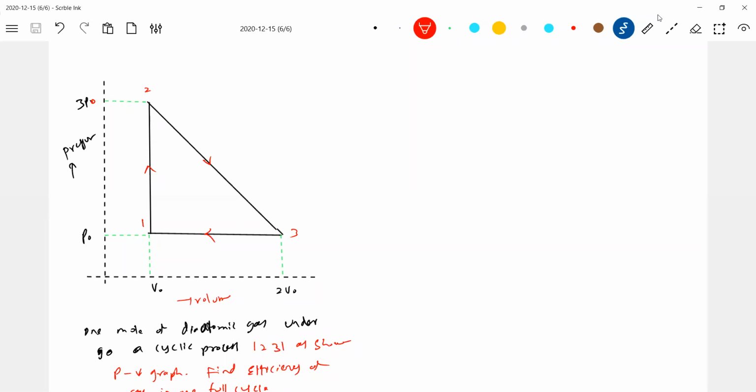1, 2 is isochoric. Isochoric heating, so heat will be absorbed. What about 2, 3? Anybody? 2, 3, what process?